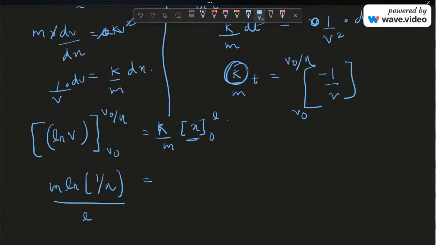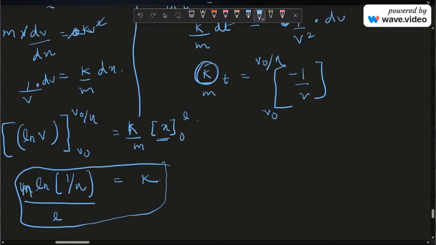This is some lengthy problem, so yeah, it is good for some JEE Mains or even Advanced, because how many minutes I have spent in this. Let us now focus on the question. M times ln 1 upon eta is equal to k by m times x from 0 to l. So L is equal to k. Now we have found the value of k. We can happily put this in this.